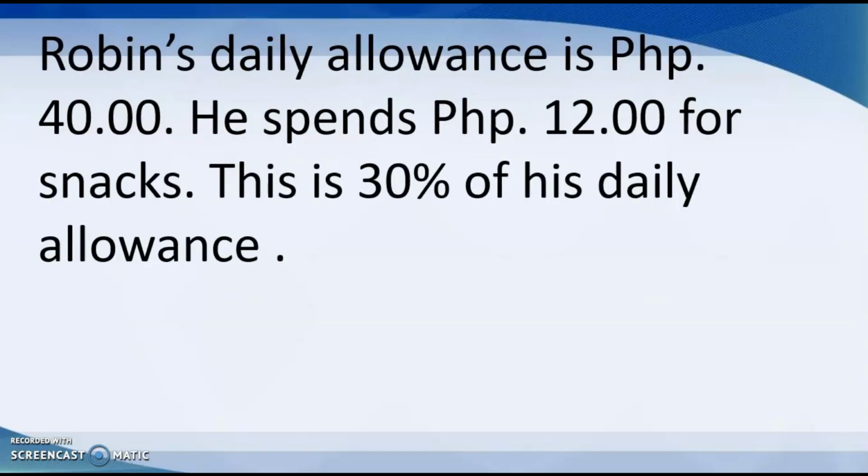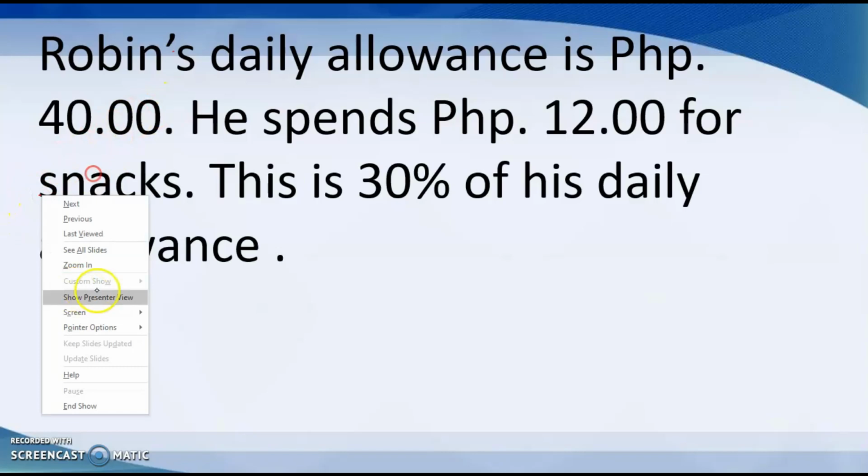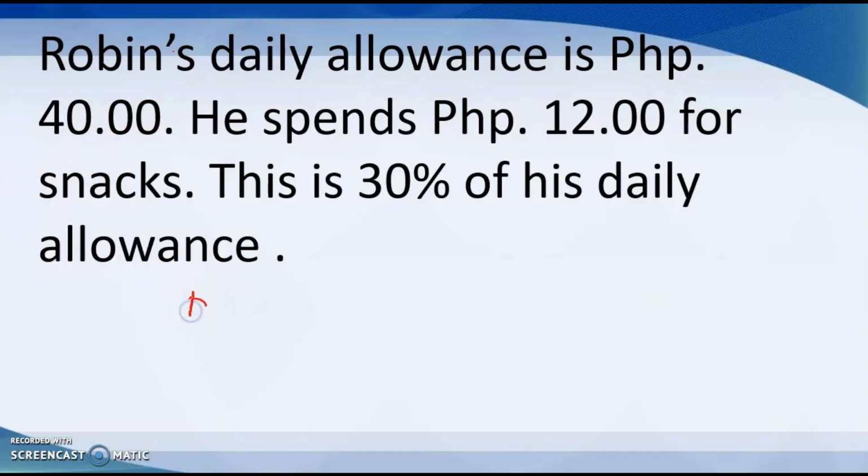Okay, so let's have this problem. Robin's daily allowance is 40 pesos. He spends 12 pesos for snacks. And this is 30% of his daily allowance. From this problem, we are going to identify the three elements which are the base, the rate, and the percentage. Okay, so para sa inyo, alin ang pinakamadaling identify dun sa tatlo? The rate, the base, or the percentage?